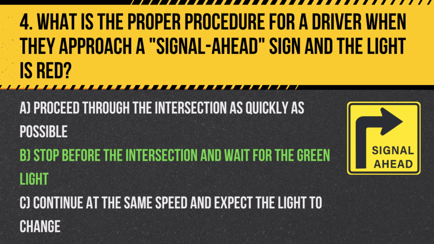Answer. B. Stop before the intersection and wait for the green light. A red light means stop, and you must wait until it turns green to proceed safely.